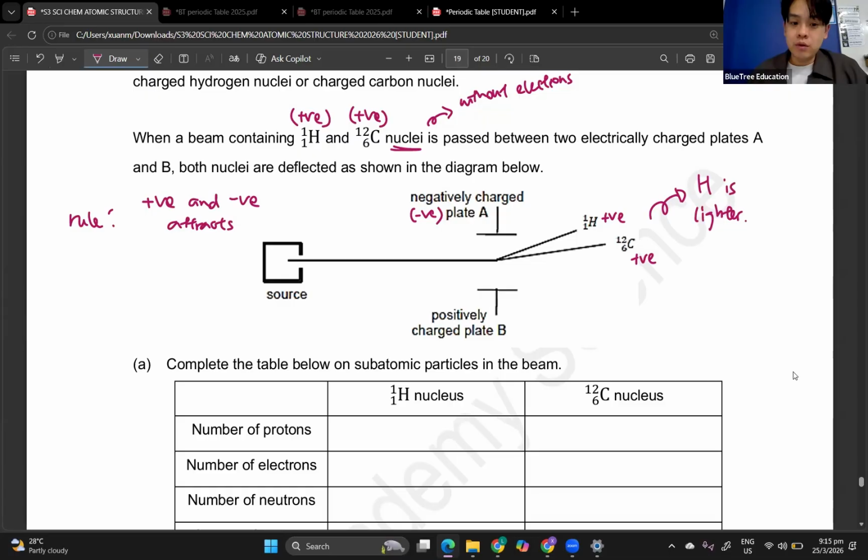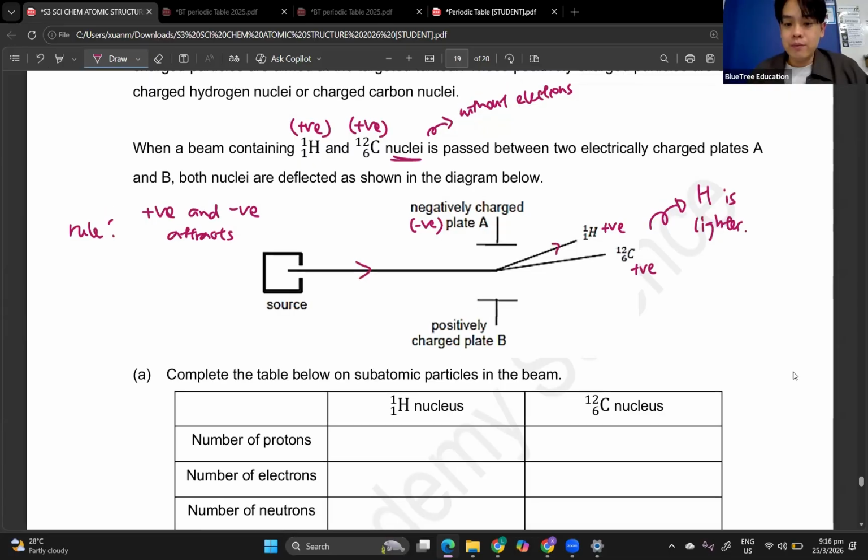Can you see? At first it's going straight. After that it starts to bend. So H is lighter, so it bends more.